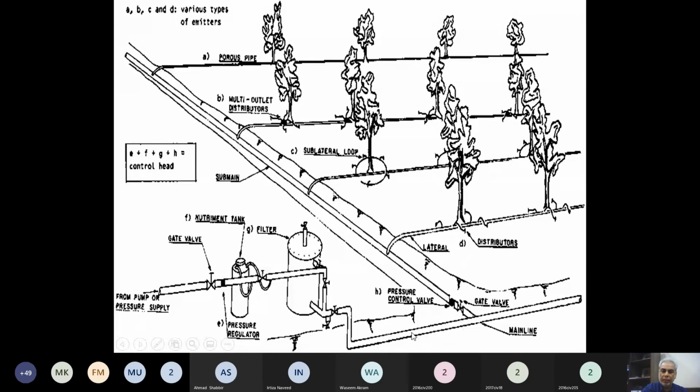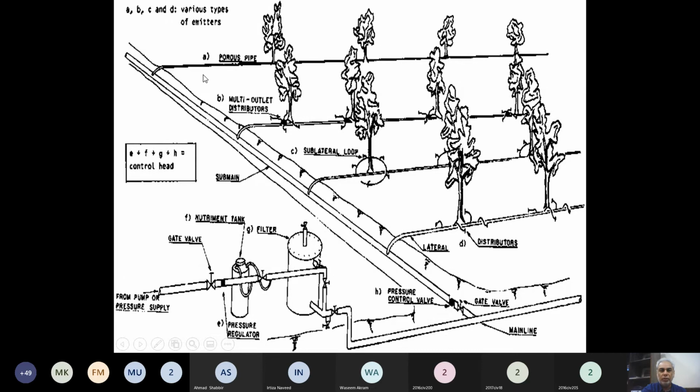Remaining components of a conveyance system are similar. You need a mainline pipe that is shown over here. You need a sub-main, and then you need lateral pipes. And you have the sublaterals or the distributors also over there. Various kinds of sublaterals are there. Here they are showing a loop sublateral. Here they are showing you a multi-outlet distributor. Here they are showing a distributor having only one outlet.